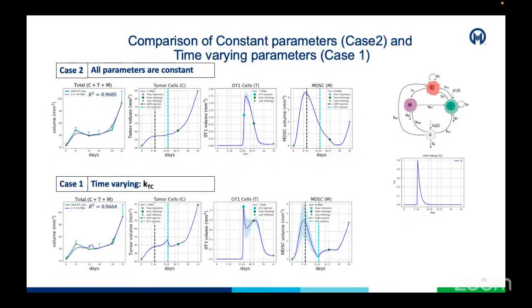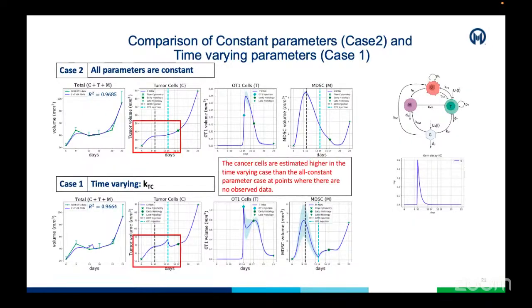But when we compare this with the time varying case, we begin to see some differences. We see that at the period where there is no known data, if we look at what PIN is estimating for the tumor cells in the time varying case versus the constant case, the time varying case seems to match when the therapy was given. And then the T cell was given, and you can actually see that there is some reduction in the cancer cells in the time varying case.